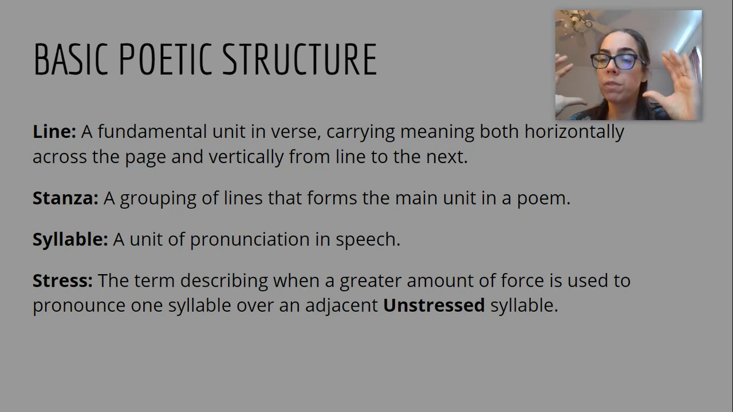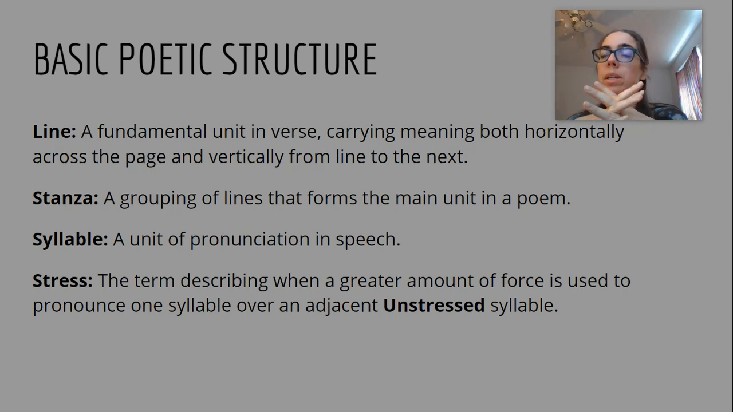Stanza is going to be a group of lines. So when you're looking at a tercet, you're going to have 3 lines together, and that would be an entire stanza, the 3 lines. And that's kind of the main unit of a poem, the stanza. And then syllables, it's going to be how you put stress on your words. So a lot of times you can clap to find out whether something is hard or soft. And that's how we measure poetic feet.